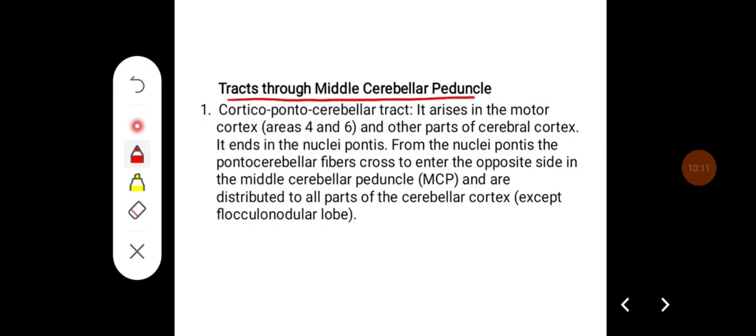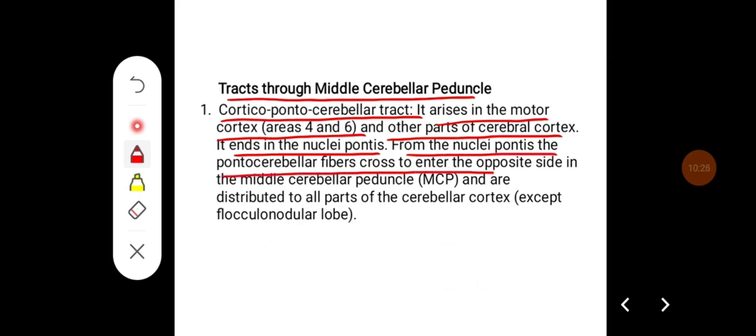Tracts through the middle cerebellar peduncle. Corticopontocerebellar tract. It arises in the motor cortex, that is area 4 and 6, and other parts of the cerebral cortex. It ends in the nuclei pontis. From the nuclei pontis, the pontocerebellar fibers cross to enter the opposite side in middle cerebellar peduncle and are distributed to all parts of the cerebellar cortex except for the flocculonodular lobe.